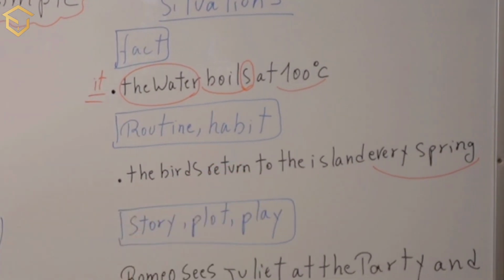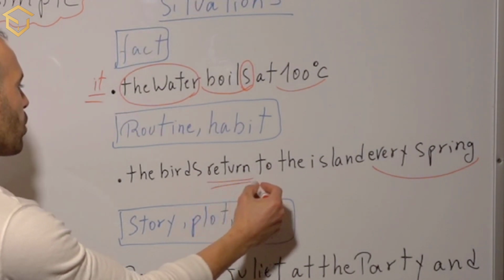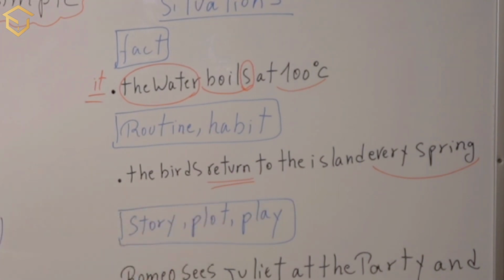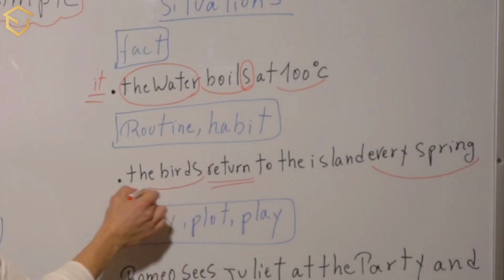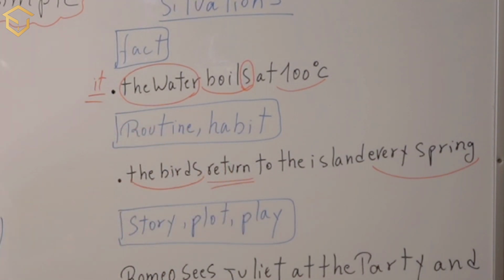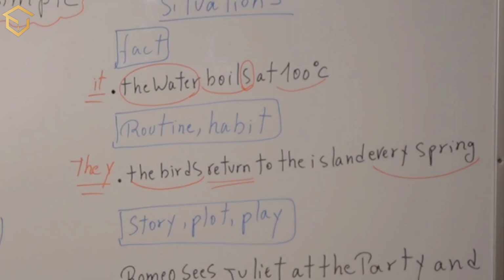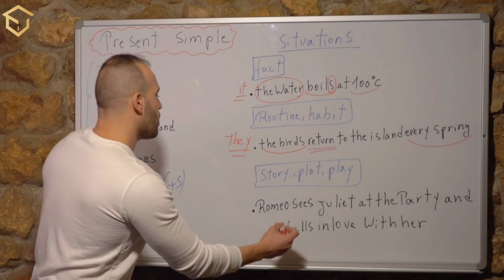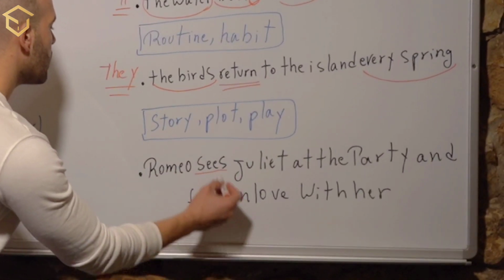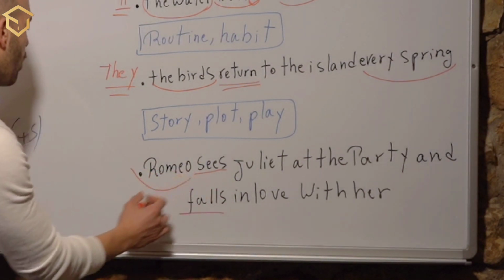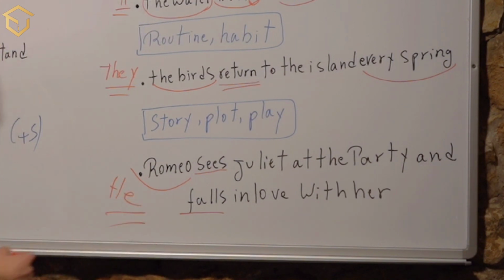In the second sentence, we have the main verb, return. It's not conjugated. It's the infinitive form of the verb. Why? Because return is connected to the birds, and as you can see, the birds is plural. We consider the birds as they. And we all know, with they, we don't use s. We use the infinitive form of the verb. Moving to the last sentence, we have 2 main verbs here, sees and falls. Sees and falls are both connected to Romeo, and Romeo is considered as he.